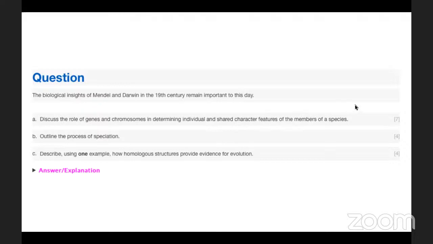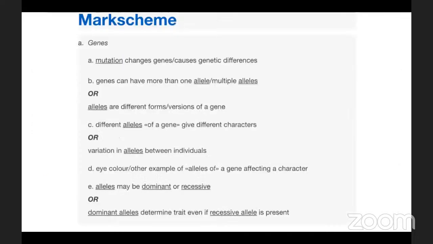So kenapa members of a species ada shared character? So kita tengok each one, gene dan juga chromosome. So gene, mutation changes gene which can cause genetic difference. Kenapa ada difference among the same species? Sebab ada mutation yang berlaku. And this can create genetic difference. And genes can have more than one allele. So if you guys nak explain that better, boleh juga bagi tahu definition of allele. Alleles are different forms or versions of a gene.